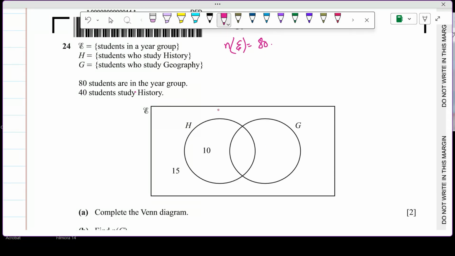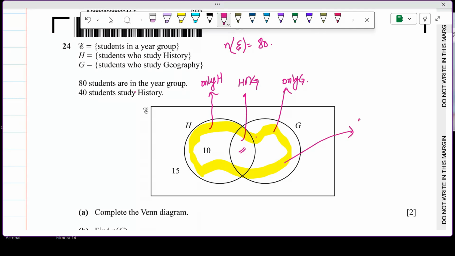When you have the Venn diagram, this represents only H, this one represents H intersection G, and this one is only G. H intersection G means these are the students who are studying geography and history both. This is the students who are studying only geography, and these are the students who are studying only H, and this combined is called H union G, means either they are studying history or geography or both.